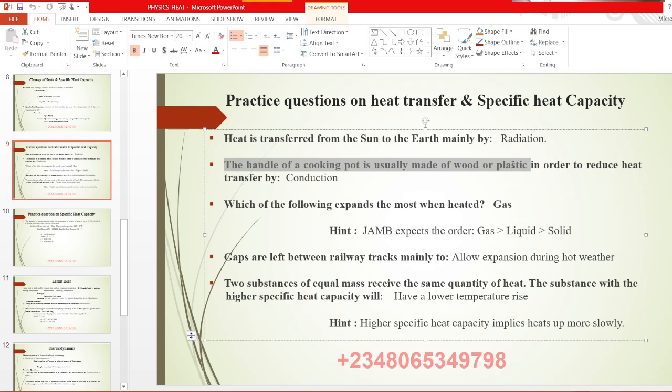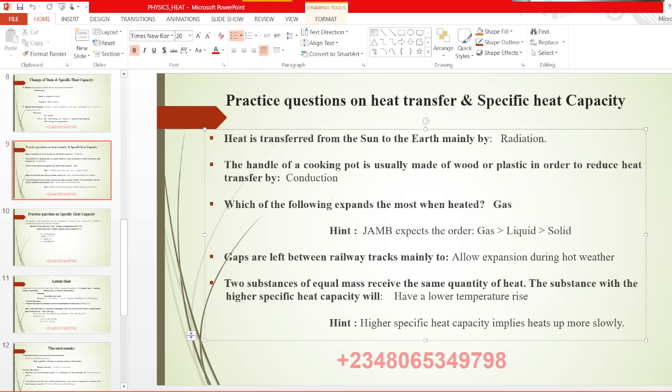So the handles of our cooking pots are always made of either wood or plastic, because if they were made of metal, iron or aluminium, the heat would be transferred to the handle and it would also be hot. That's why you see most cooking pots with handles made of wood or plastic, because they are insulators, they are bad conductors. And any form of heat transfer through a cooking pot, which is a solid, is called conduction.